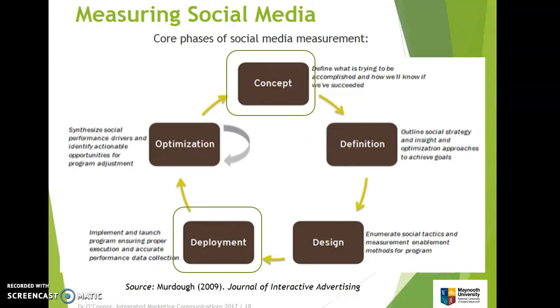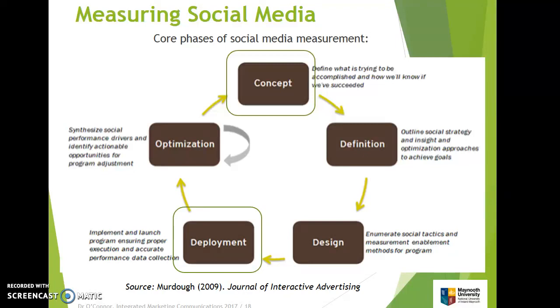This is a figure provided by Murdock 2009, and this provides the core phases of social media measurement. You will see that originally missing from your own text is the word concept. Concept is to define what is trying to be accomplished and how we know if we've succeeded. Then we move on to definition, which is to outline social strategy and insight and optimization approaches to achieve the goals set out. Design enumerates social tactics and measurement enablement methods for the program.